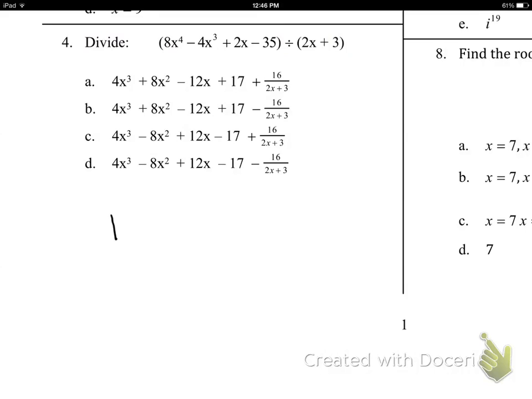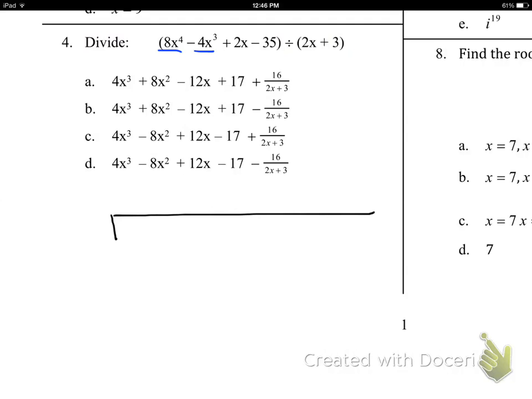So I'll place my division, and I'm going to write down my first polynomial inside first. And notice that I have x to the fourth, I have x to the third, but I'm missing an exponent. So therefore, I need to be able to place my 0x to the second. So let's go and write it down.